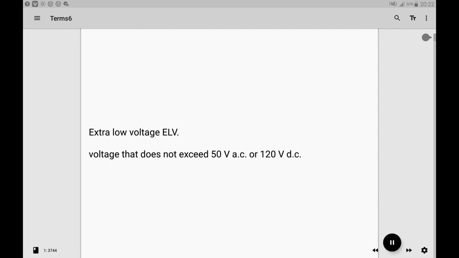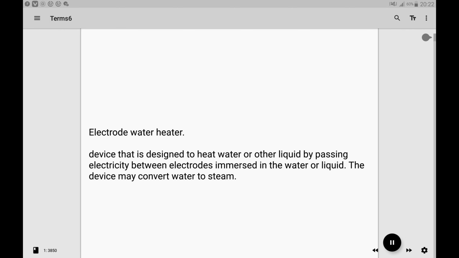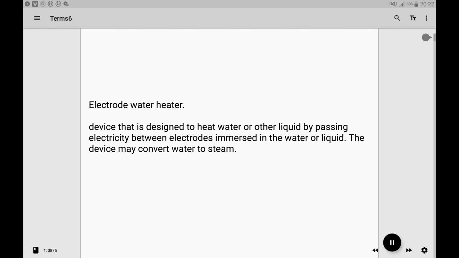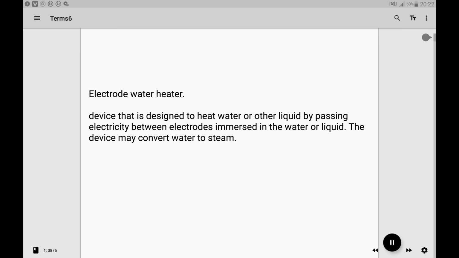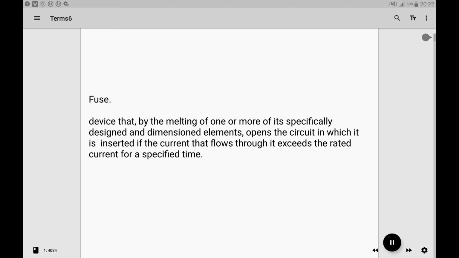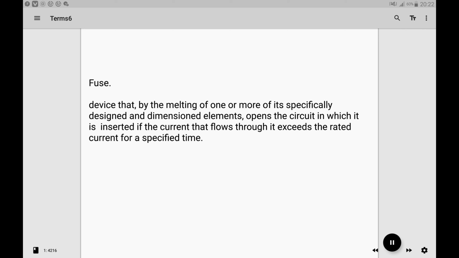Extra low voltage, ELV. Voltage that does not exceed 50 volts VAC or 120 volts VDC. Electrode water heater. Device that is designed to heat water or other liquid by passing electricity between electrodes immersed in the water or liquid. The device may convert water to steam. Fuse. Device that, by the melting of one or more of its specifically designed and dimensioned elements, opens the circuit in which it is inserted if the current that flows through it exceeds the rated current for a specified time.